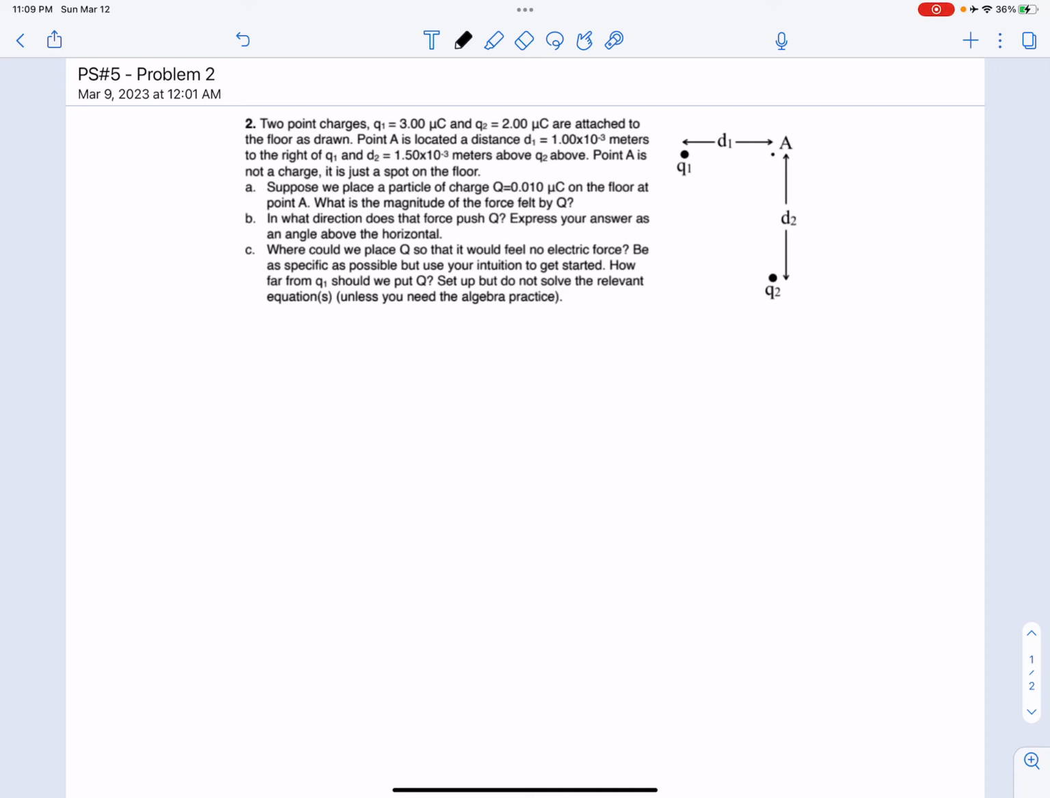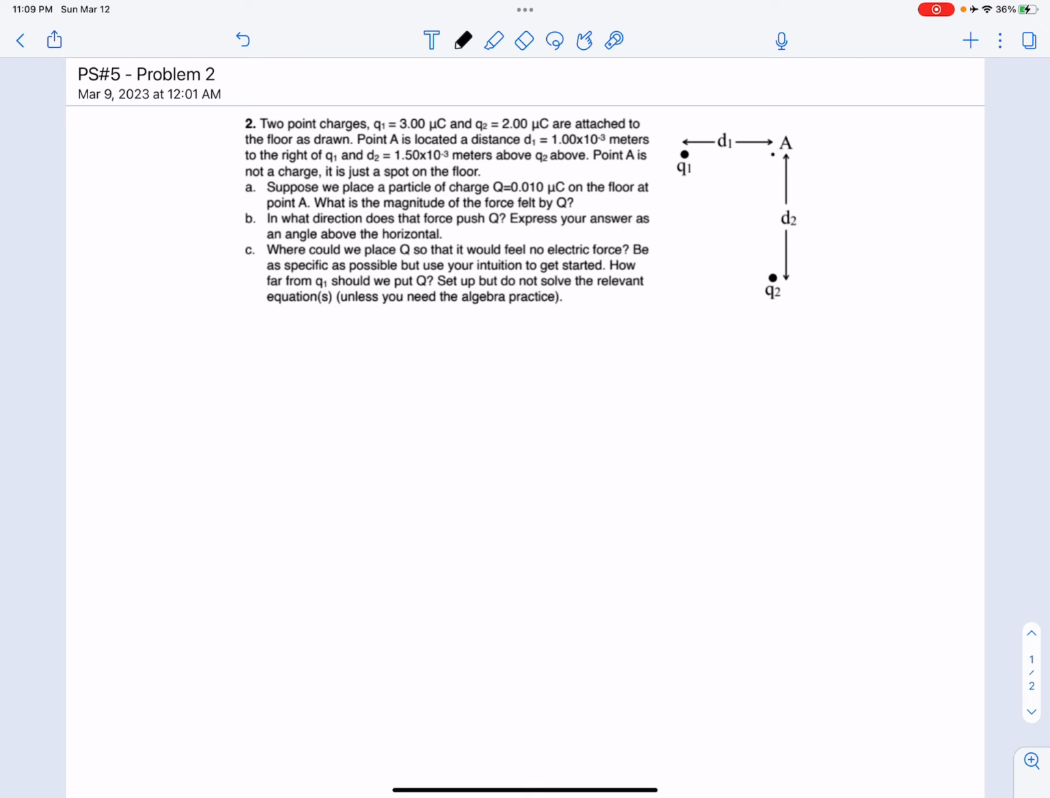This is problem set number 5, problem 2. Two point charges, Q1, which is equal to 3 microcoulombs, and Q2, which is equal to 2 microcoulombs, are attached to the floor as drawn. Point A is located a distance of d1 equals 1 times 10 to the minus 3 meters to the right of Q1, and d2, which is 1.5 times 10 to the minus 3 meters above Q2. Point A is not a charge, it is just a spot on the floor.